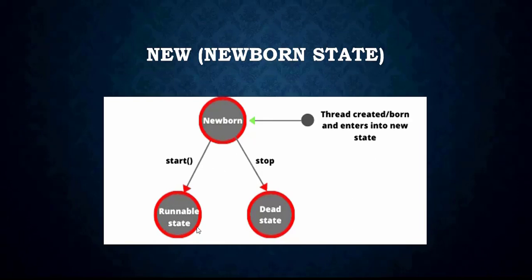So what is the runnable state? I will explain in the next slide. In case I don't call this thread with the start method, I can call it with a stop method. What does that mean? If I stop that particular thread, it will go straight into the dead state. Dead state is nothing but the thread after its execution. Thread means a sub-process.